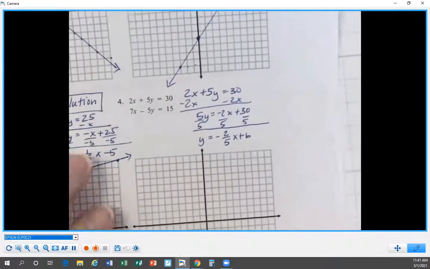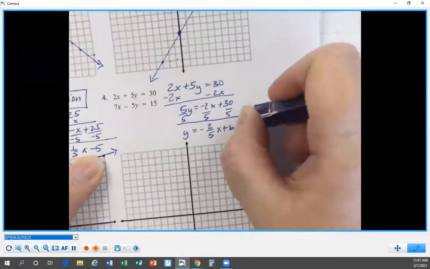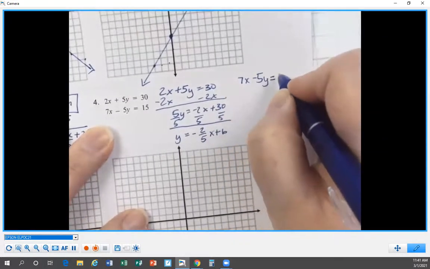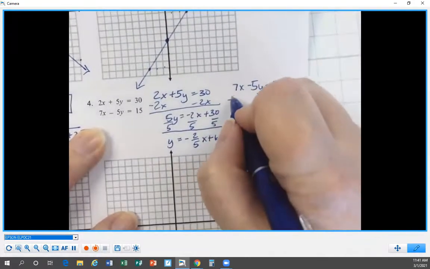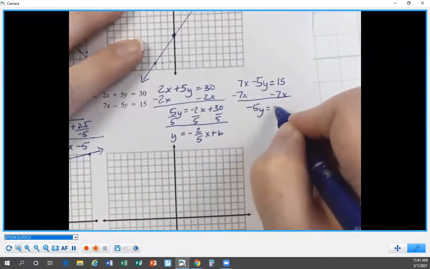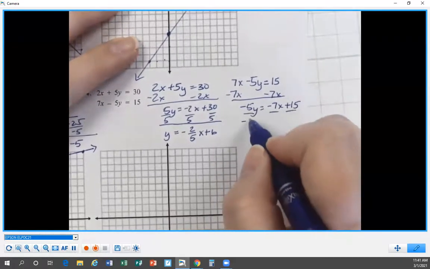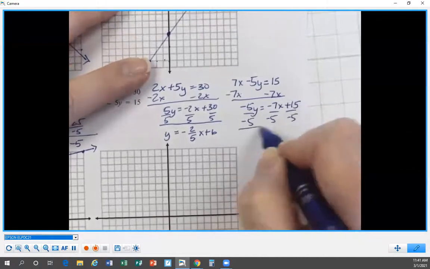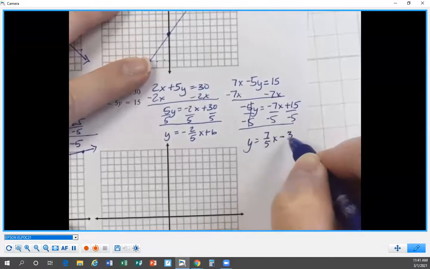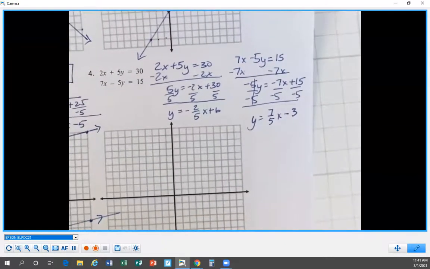Then we'll take our second equation and rewrite that in slope-intercept form. So we have 7x minus 5y equals 15. Subtract 7x from each side. We get negative 5y equals negative 7x plus 15, and then divide each side by negative 5 to get y equals 7/5 x minus 3.